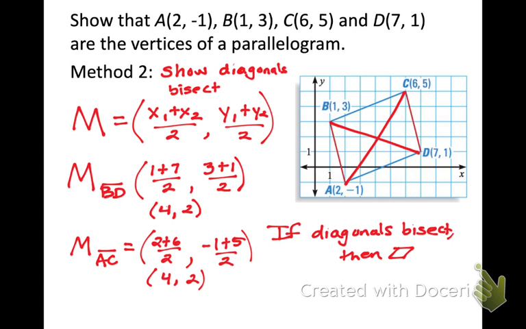Which is easier? Finding 2 midpoints or finding 4 slopes? 4 slopes. Okay. I mean, it depends if you can do it in your head fast, and it's easy numbers. Right.